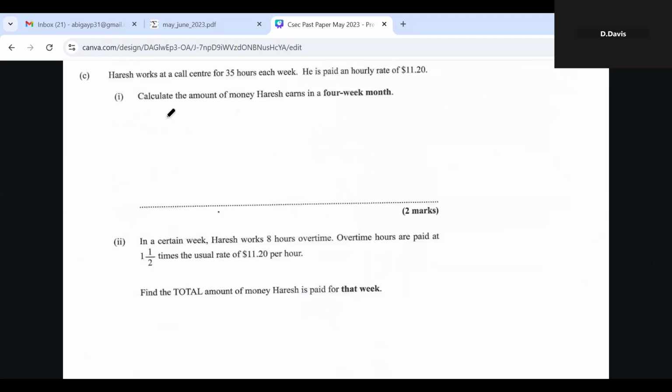It says Harash works at a call center for 35 hours each week. He is paid an hourly rate of $11.20. Calculate the amount of money Harash earned in a 4-week month. We have, so we know that in 1 week Harash works 35 hours, and an hour he makes 11.20.